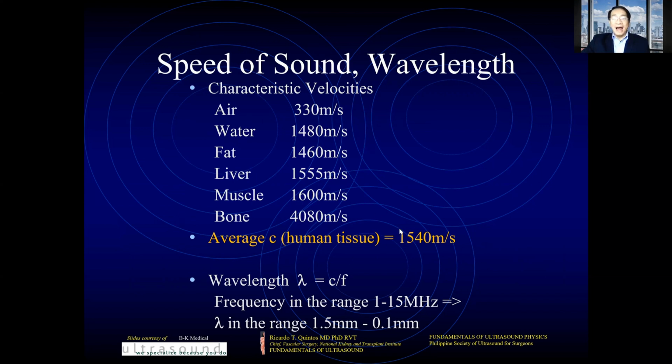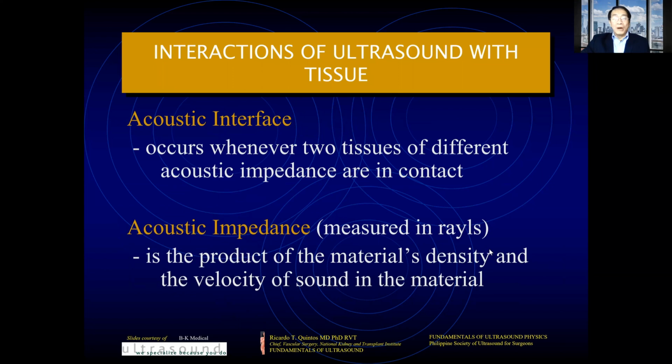To simplify, the average acoustic velocity in human tissue is about 1,540 meters per second. This is the value which is inputted into most ultrasound machines in order to make computations as to what the average speed of sound is in human tissue. With that, now, with using ultrasound in humans for medical purposes, we have to understand the interactions of ultrasound with tissue.